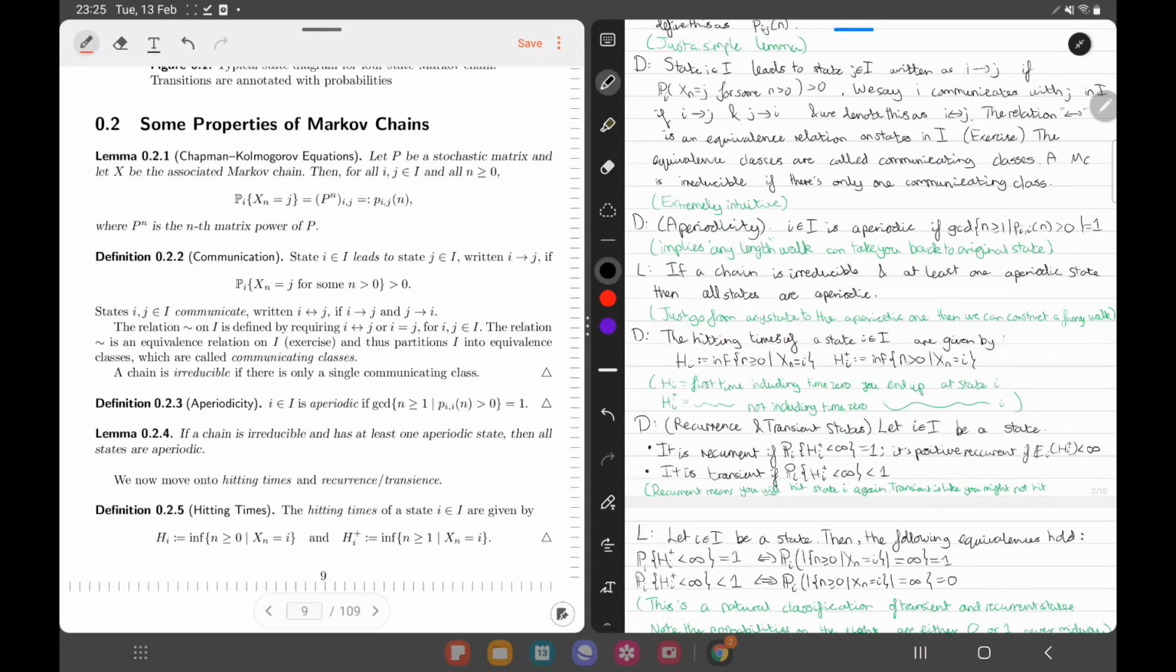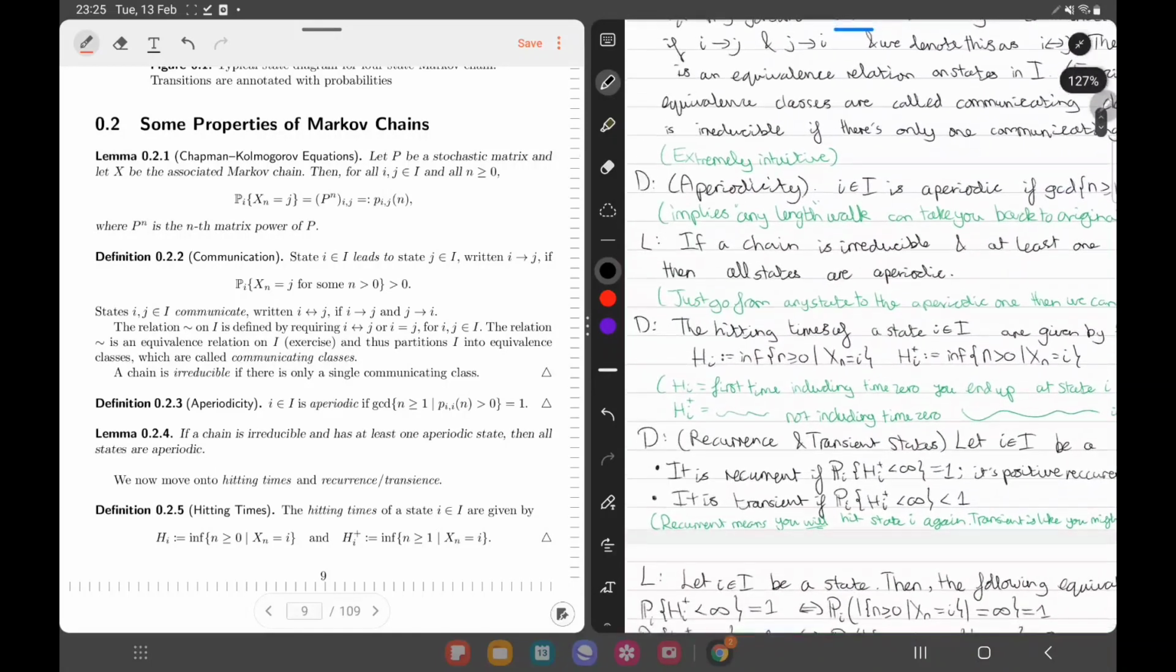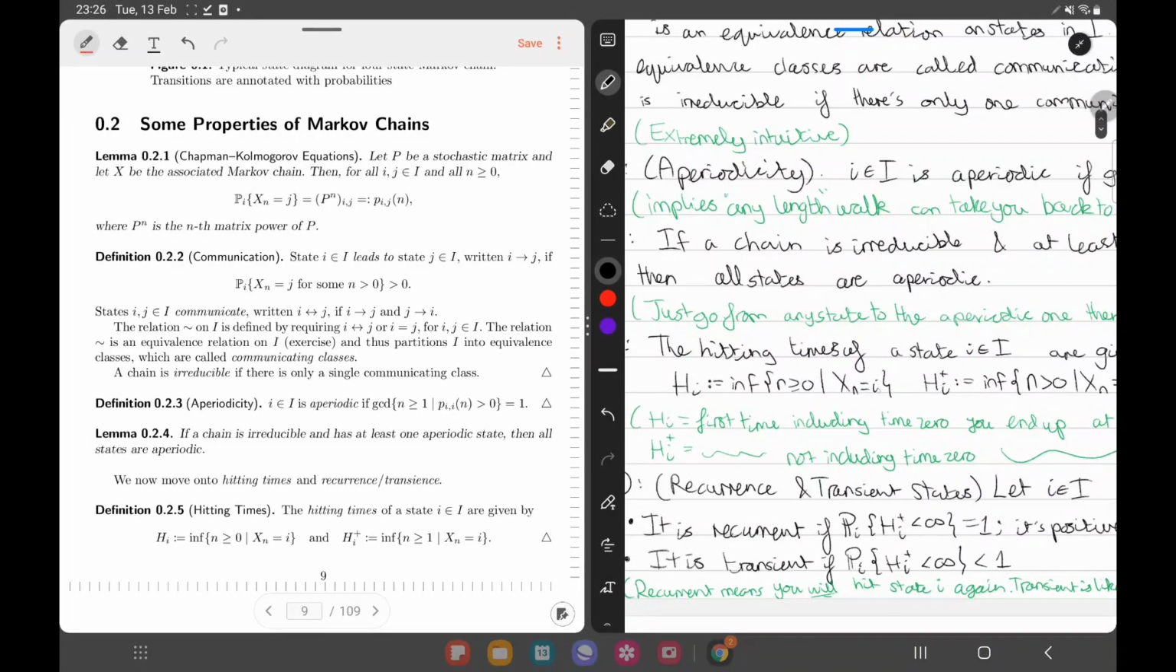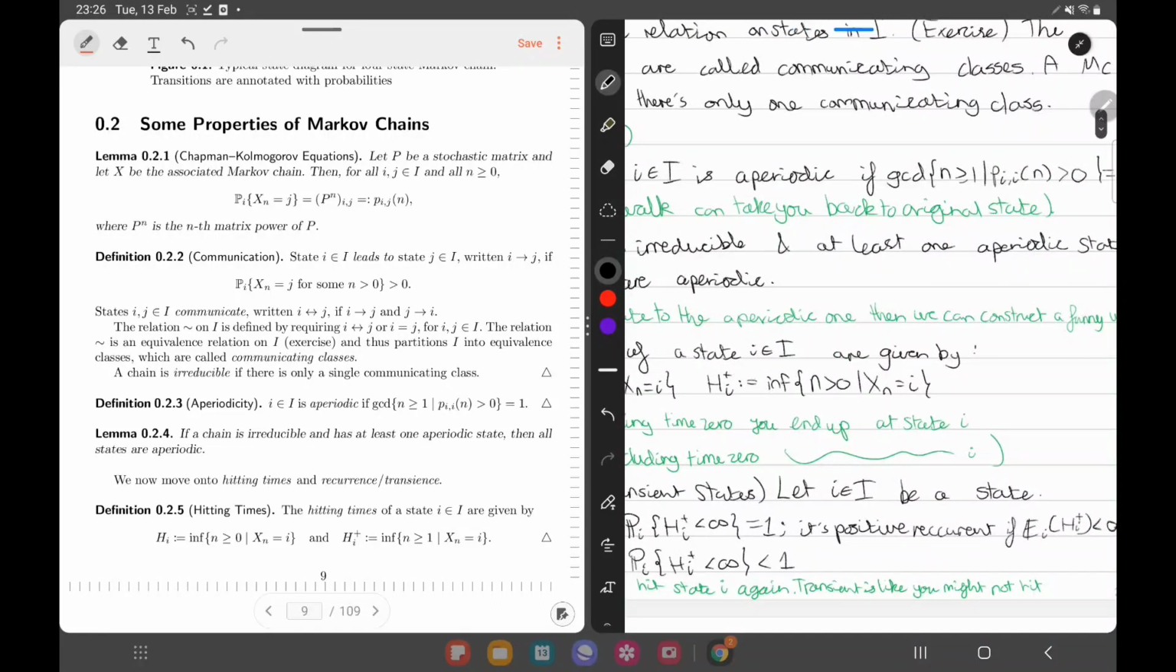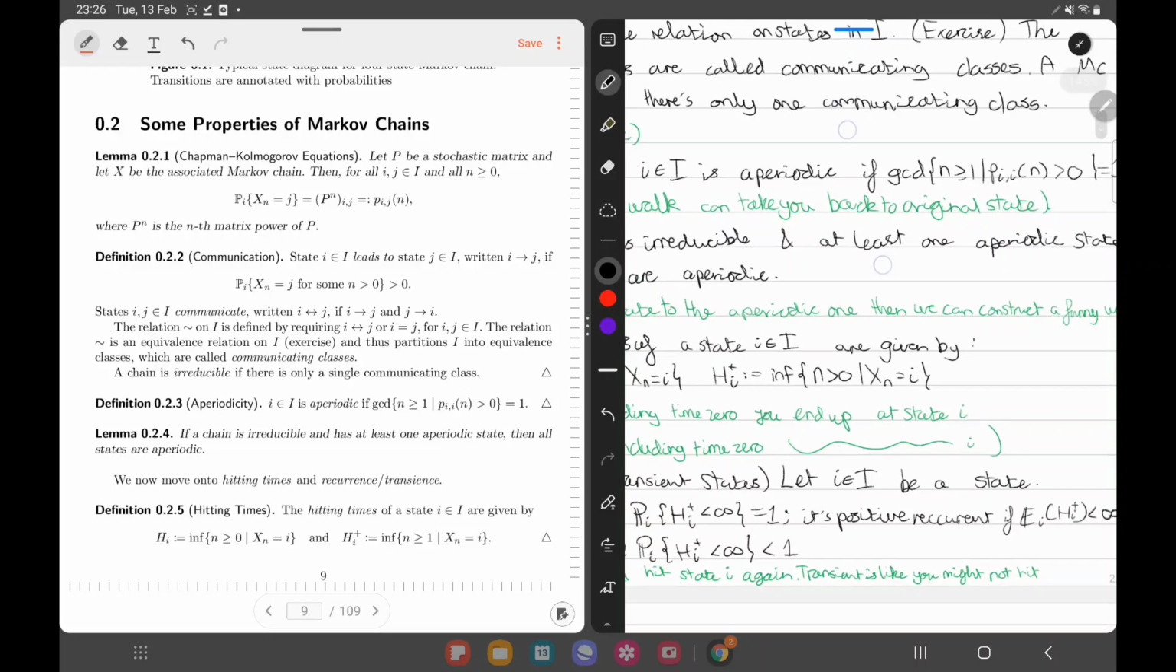So that's at least h sub i. H sub i plus is the first time since the original, since time being 0. So it could be that you originally started, so x naught is equal to i. Say you might have originally just been at state i, then h sub i is going to be equal to 0 straight away. But h sub i plus basically says ignore whatever happens when time is 0. When's the first time after the original time at which I end up at state i?